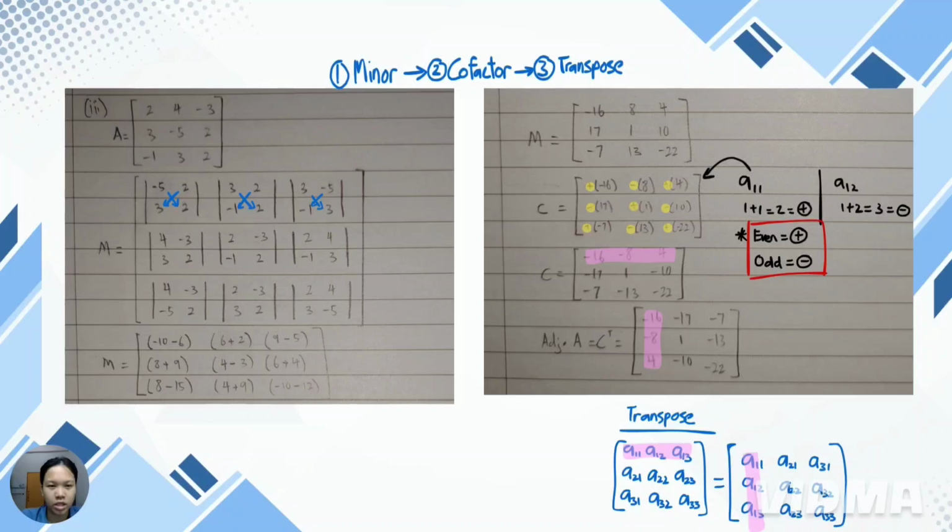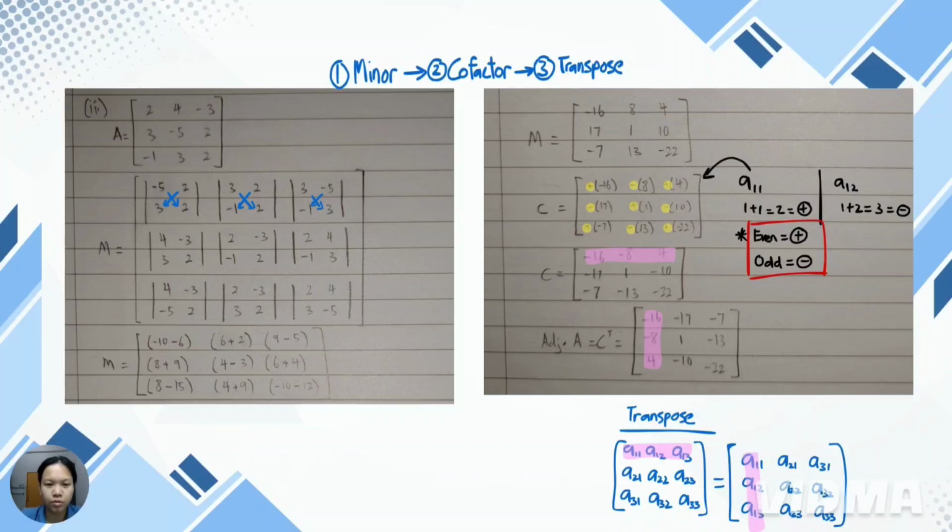Next we do the cofactor, which is adding the negative or the positive sign in front of the number. For example, for an even number, we add a positive, for an odd number, we get a negative. For A11, row plus column equals 2, an even number, so put a positive. For A12, row 1 plus column 2 is equal to 3, an odd number, so it's a negative.